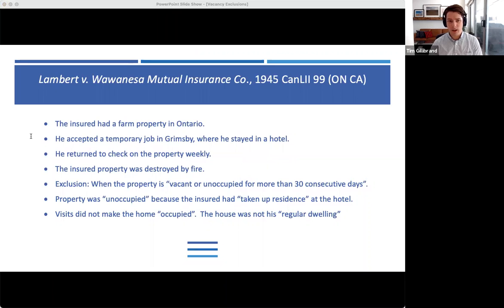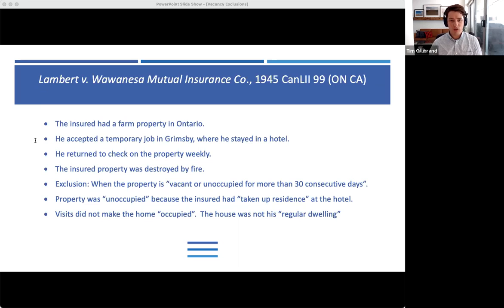So as another example of how the courts deal with these broader vacancy exclusions, there's an older case, but often cited, the case of Lambert versus Wawanisa from 1945. It was an Ontario Court of Appeal decision. Here, the insured had a farm in Ontario, and he had accepted a temporary job in Grimsby, which was a few miles away from his home, and he was staying in a hotel there while he did that job. He would come back and forth from the home every 7 days or so for a few hours to check in. On occasion, he would stay overnight, but it was really just to check in on the property. Eventually, the home was destroyed by a fire while the insured was still living in the hotel in Grimsby. And this case had one of the broad vacancy exclusions, which didn't define what vacant means.